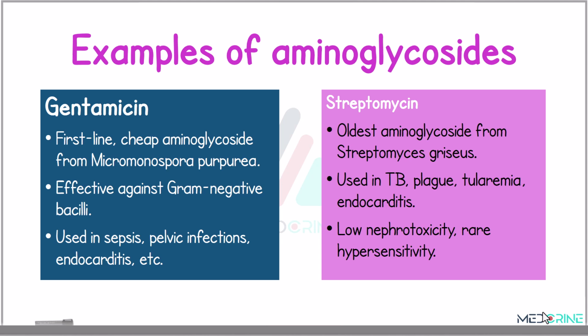The next example is streptomycin, which is the oldest aminoglycoside, from Streptomyces griseus. We use it in the treatment of tuberculosis, plague, tularemia, and endocarditis. It is known to have low nephrotoxicity and fewer incidences of hypersensitivity.